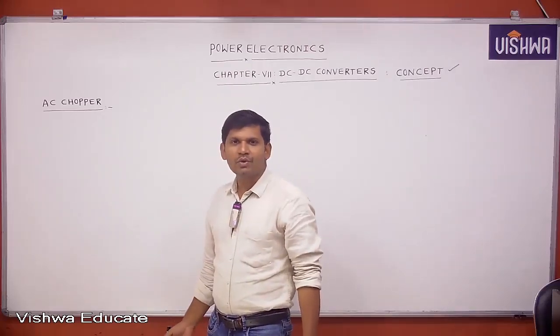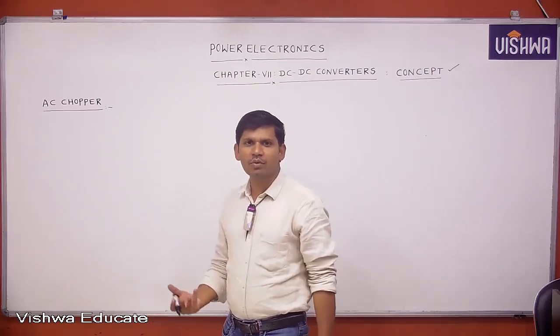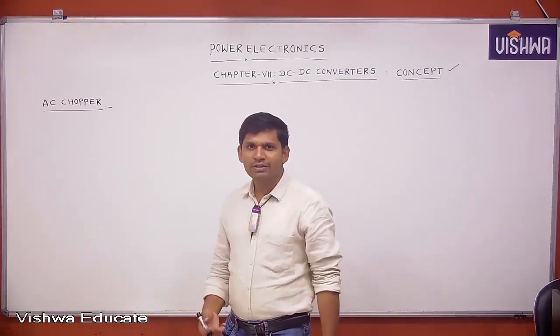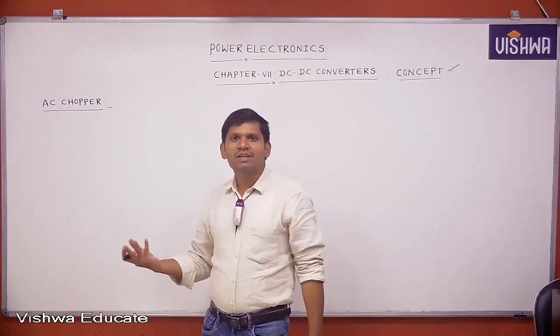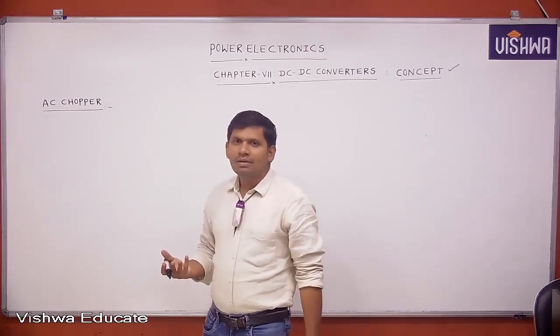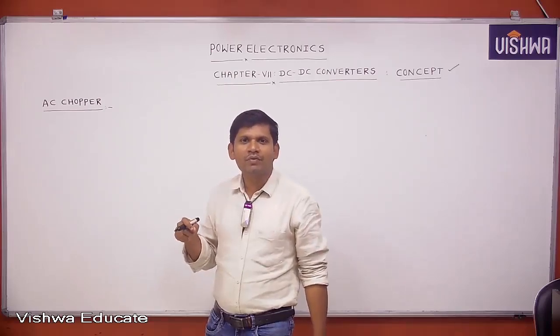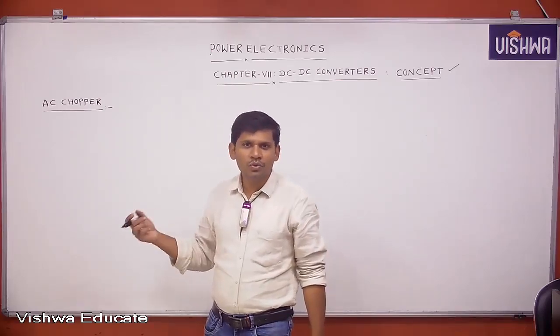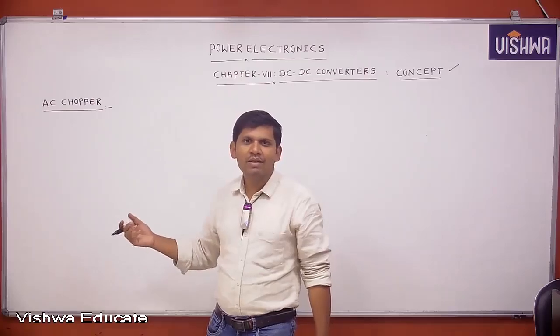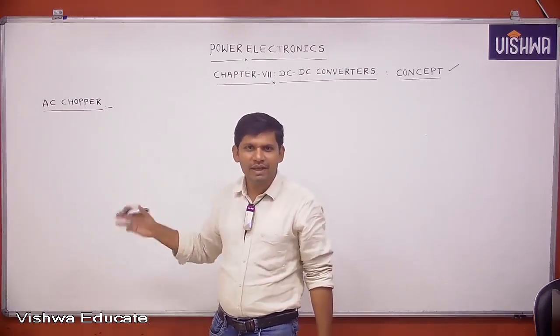To change the magnitude of AC voltage at the output side, there are many circuits. By using AC voltage controllers also we can change the magnitude. By using transformers also we can change the magnitude. But AC chopper is also used to change the magnitude of AC voltage at the output side by using solid state switches. That's why the name is given as AC chopper.